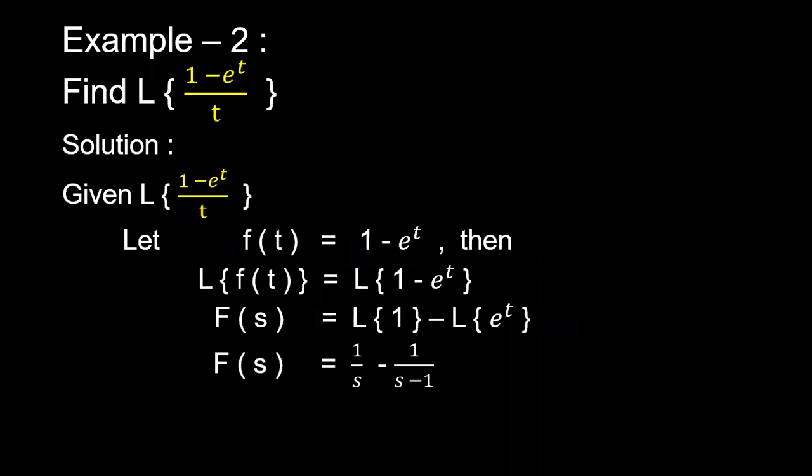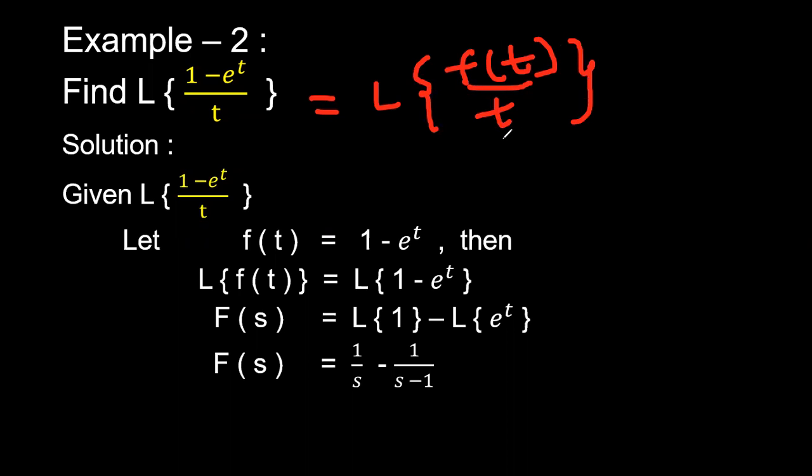Now we will see one more problem related to this division by t method. Find the Laplace transform of (1 minus e power t) by t. Again, this should be compared with the Laplace transform of f of t by t. So again it is a division by t method. The denominator will have only one t. If you have t square, then you have to do the 2 times integration. Here we have only one t in the denominator.